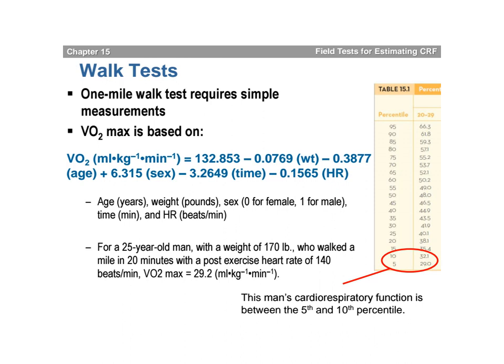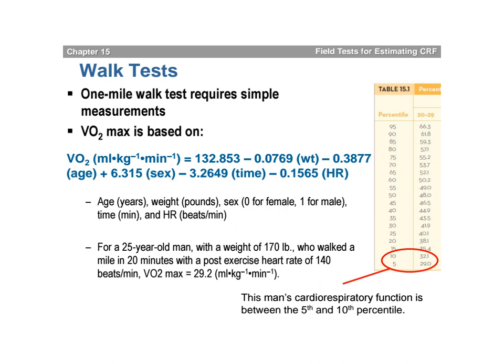And so in this test, the subject walks as fast as possible for 1 mile on a flat track. And then their heart rate is measured at the end of the last lap. And then based on that heart rate and the time that they took, we can then figure out what their VO2 max was. So, for example, here's the equation.